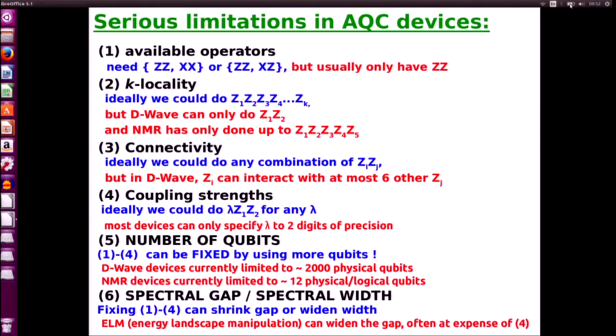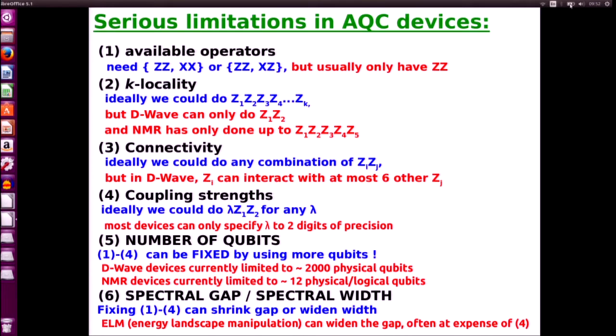Number of qubits: all of these can be fixed if we add auxiliary qubits. We can add tons and tons of auxiliary qubits and turn our 4-local problem into a 2-local problem. But doing that, we only have 2,000 physical qubits, for example, on the present-day D-Wave devices.